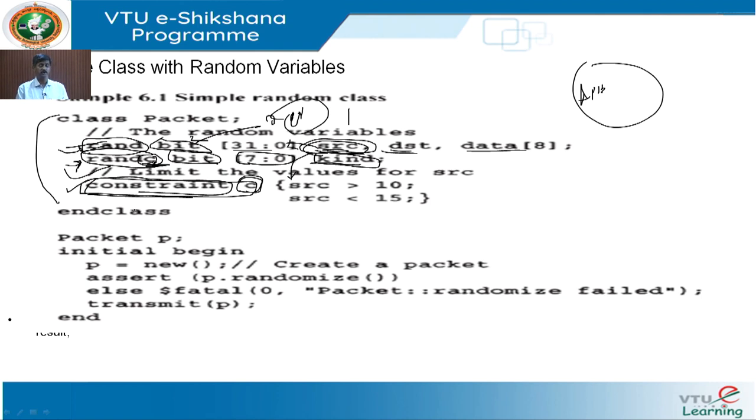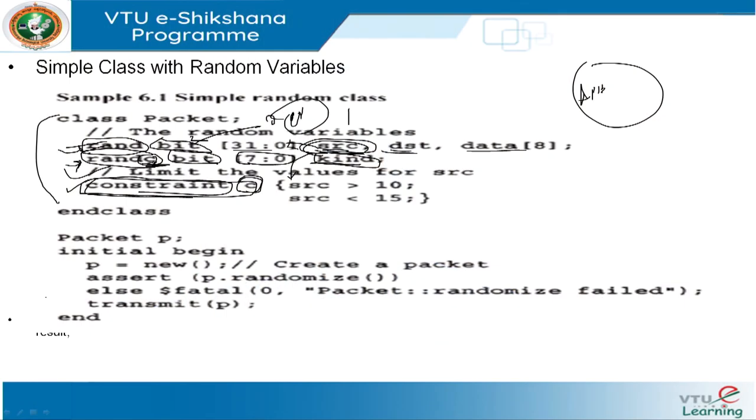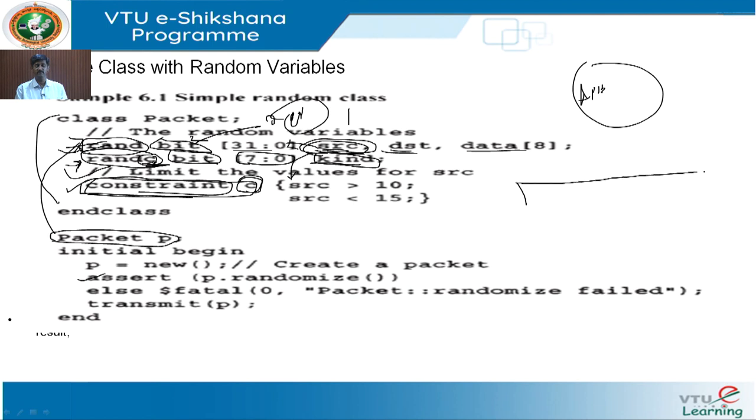So how do we call this packet class to generate your packets? I'm going for an assertion here. I think you already studied assertions. So I am randomizing through an assertion here, such that I will verify and generate the randomized values. I am taking a packet P. The packet P is taken from this class packet, which has these variables: source, destination, data and kind. So I am just putting my packet like this.